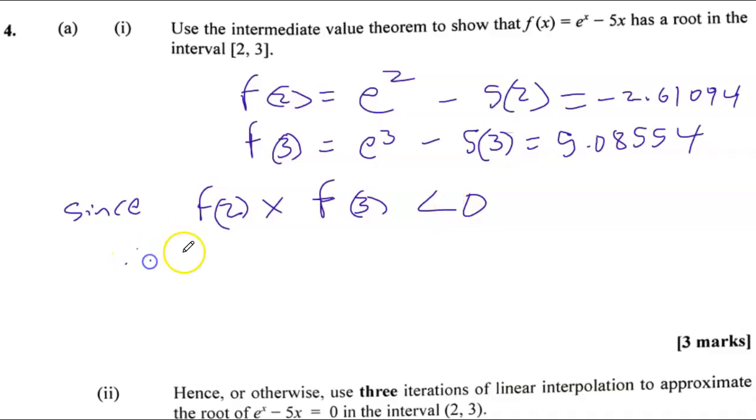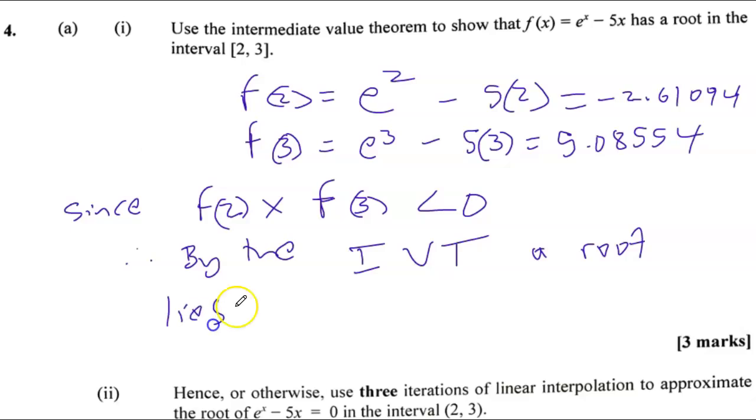So therefore, by the intermediate value theorem, abbreviating IVT, a root lies between the values 2 and 3. So we know the root would be 2 point something.